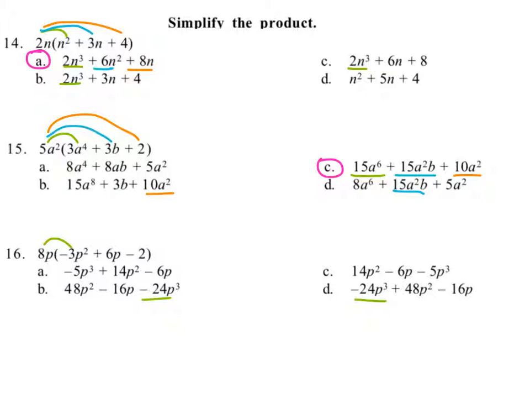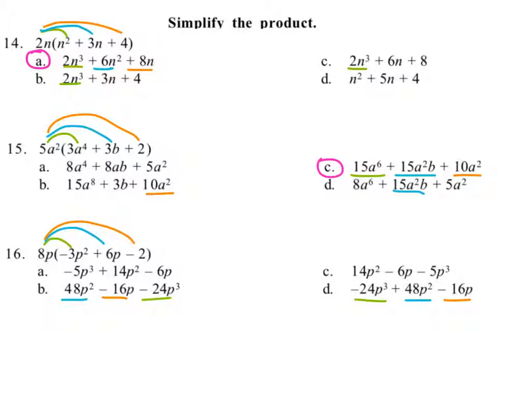Okay. Now let's do the second one. 8p times 6p. 8p times 6p is 48p squared. 48p squared. Not bad. And finally, we've got to distribute this one here. 8p times negative 2 is negative 16p. Negative 16p.